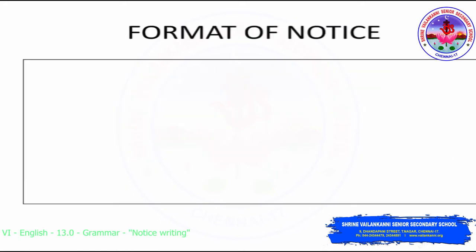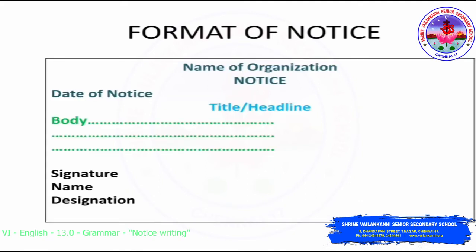Let's see the format of the notice. First, you need to draw a rectangle box before writing a notice, because inside that box only we are going to write all the details. In the top middle, you need to write the name of the organization which is issuing the notice. In the next line below it, you must write the word notice in capital form.